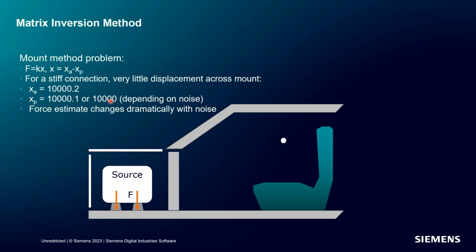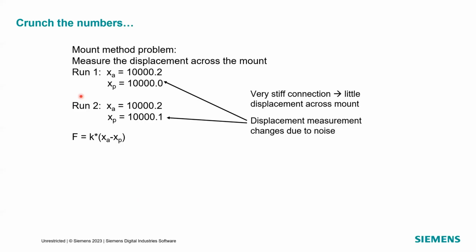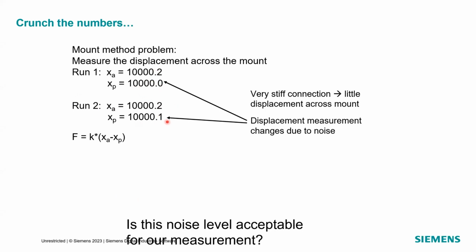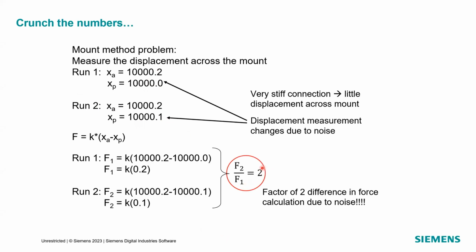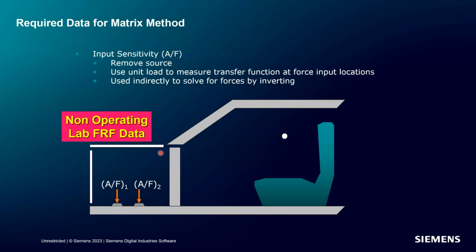So very accurate measurement. However, when I subtract these, the active versus the passive, if I use 10,000 versus 10,000.1, the force estimate ends up being different by a factor of 2, even with this very, very small error in the measurement of the displacement. So the mount method will not work when the active and passive side of a given path have very similar levels. So we have to do something else, and that something else is this matrix method.